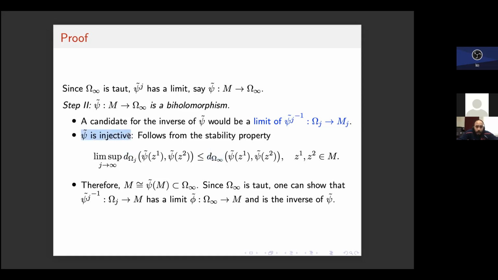Once we know that C tilde is injective, M is now biholomorphic to C tilde of M, which is inside omega infinity, and omega infinity is taut. So in other words, we can regard M as a submanifold of a taut manifold, and that helps us to get a limit of these inverse maps. Let's denote this limit by phi tilde, and then with standard arguments, one can show that phi tilde itself is the inverse of the C tilde.